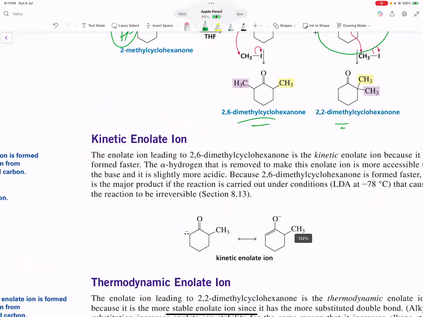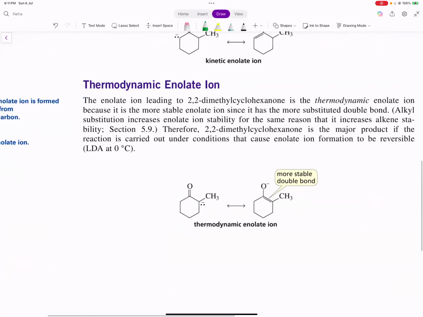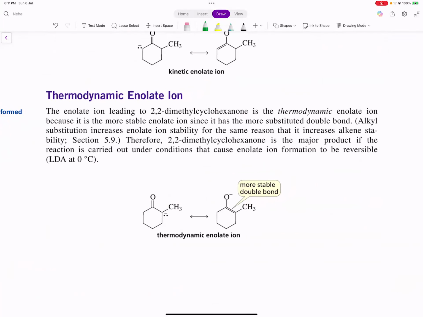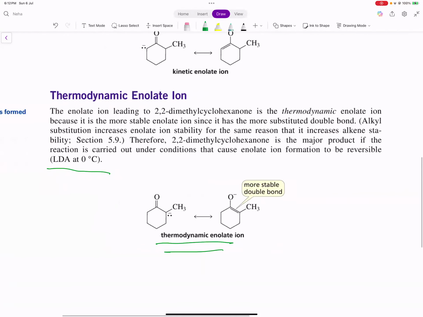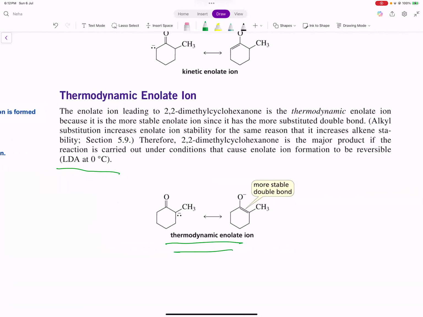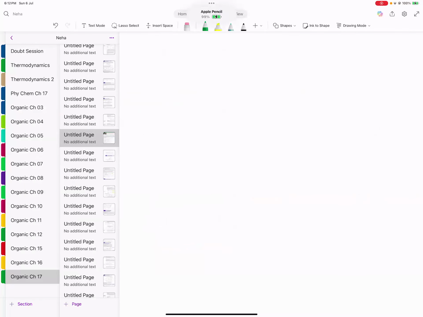The thermodynamic enolate is major with LDA at 0 degrees Celsius. So this we get at 0 degrees Celsius, and at minus 78 we are going to get the kinetic one. Okay. At lower temperature we get the kinetic one.